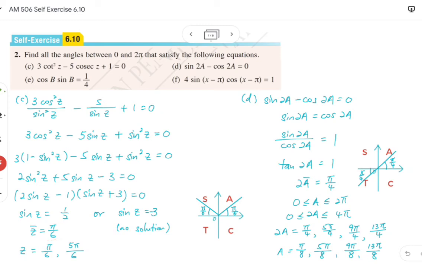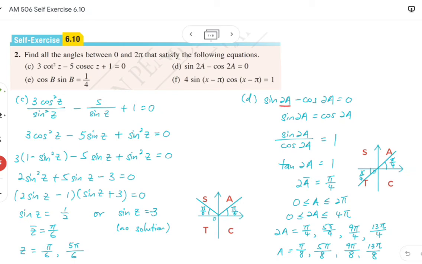which is 30 degrees. So the pi over 6 will be placed in quadrant number 1 and quadrant number 2, so that we get sine z equals positive 1 over 2. So the first answer is pi over 6, and the second answer will be pi minus pi over 6, which is 5 pi over 6. D. Sine 2a minus cosine 2a.